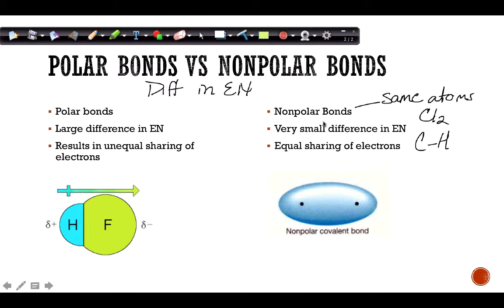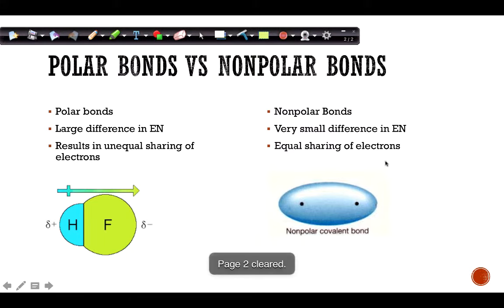So if you look at your periodic table, the more distance they have in between themselves on the periodic table, the higher the difference in the electronegativity. And remember, the most electronegative atoms are going to be right around fluorine. Fluorine is the most electronegative.